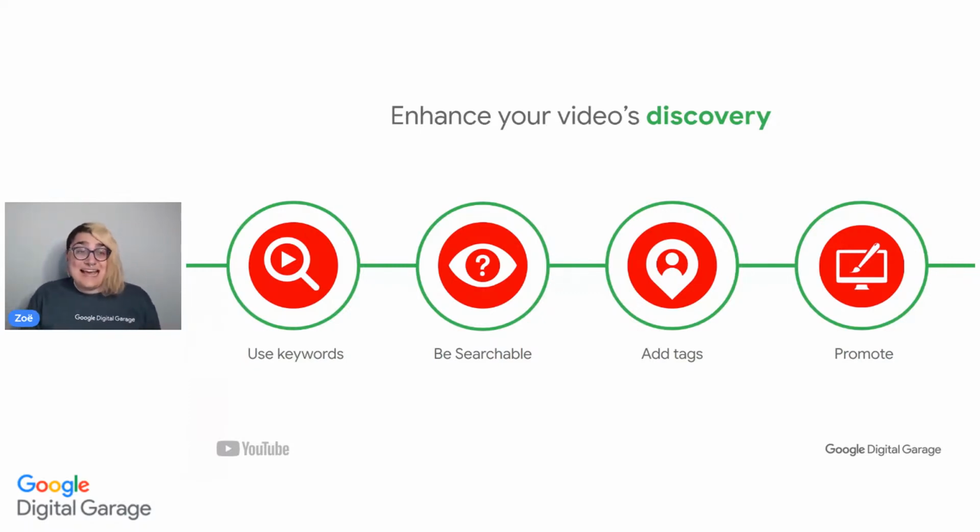You can also add tags. Tags tell YouTube what kind of content you are. So again, you can add recipe as a tag for that. And then of course, promote your video. Share it on social media. Let people know what exactly you're doing. Share your content.